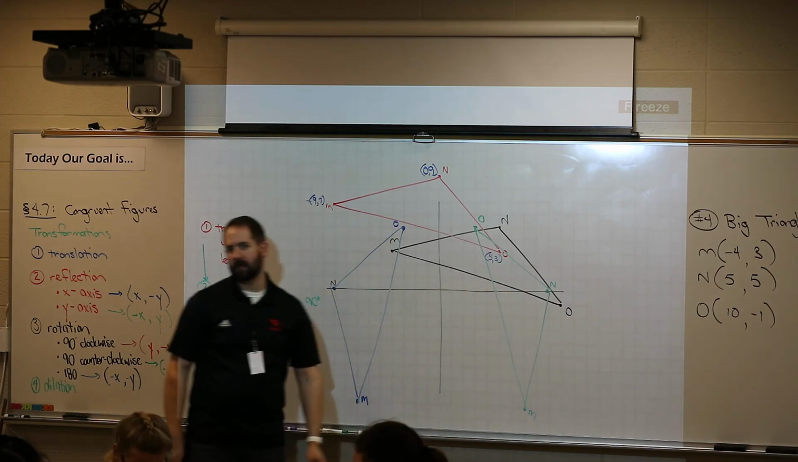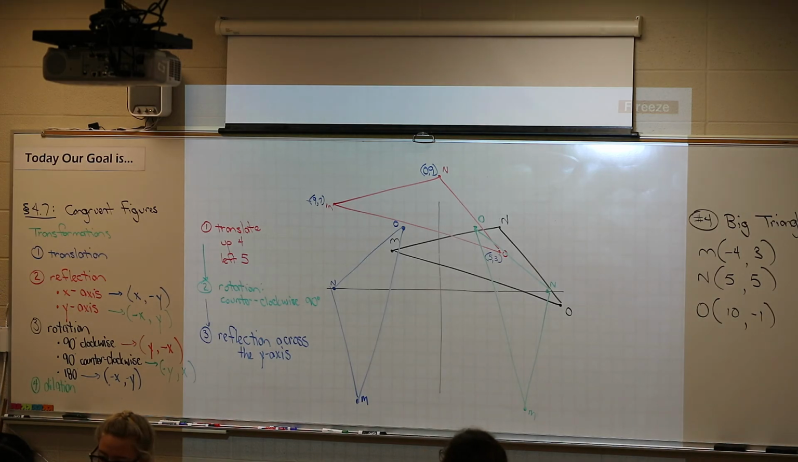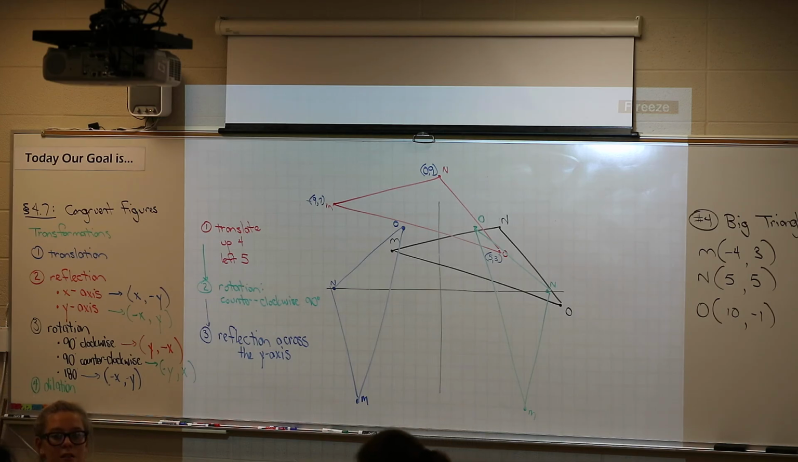Derek, sorry for leading you astray. This should be 7, negative 5. I have the picture on the board so you can actually see how I did it. So I moved it up to the left.